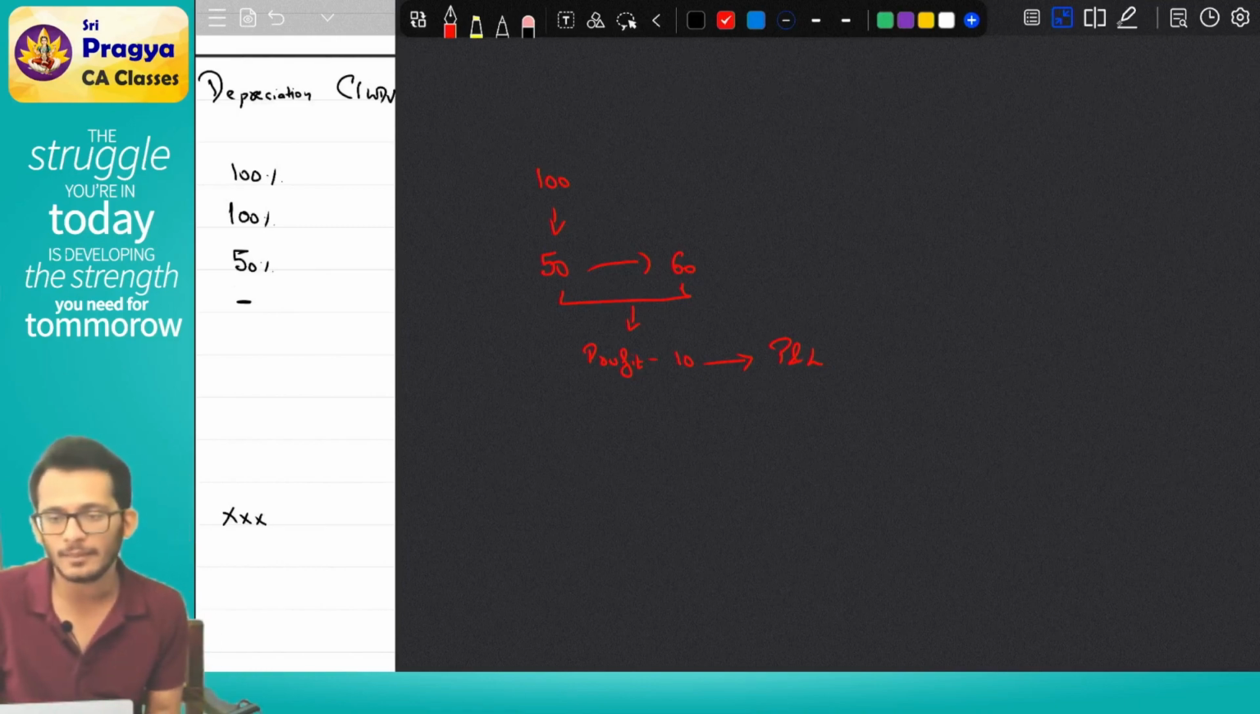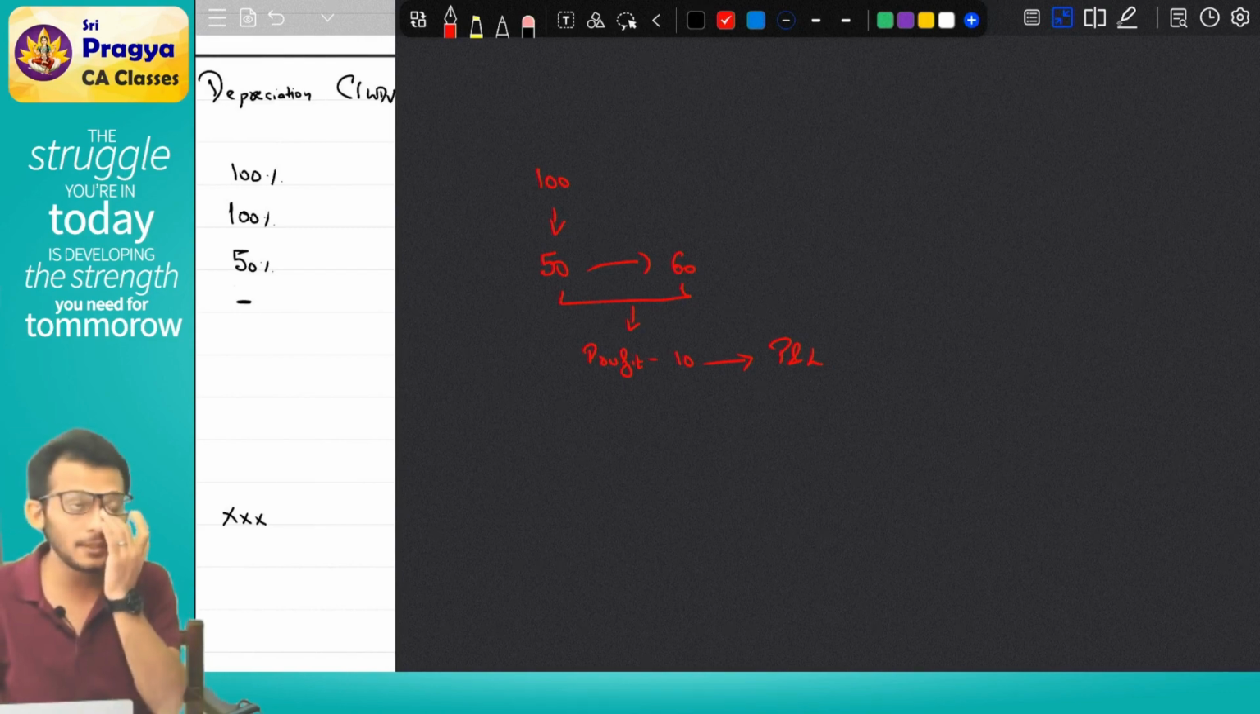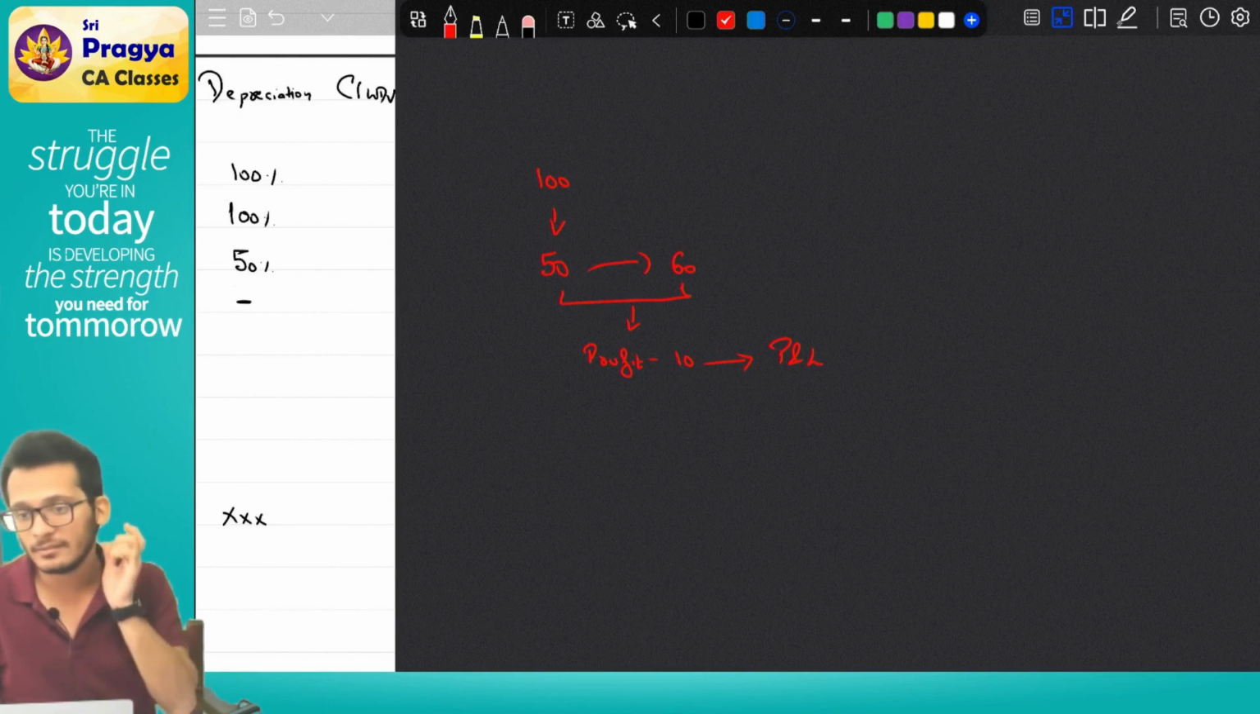Is it a revenue profit or a capital profit? It is a capital profit. If it is a capital profit, can you offer it to tax? Should you offer it to tax? Not required, because I told you capital profits are generally not taxable.